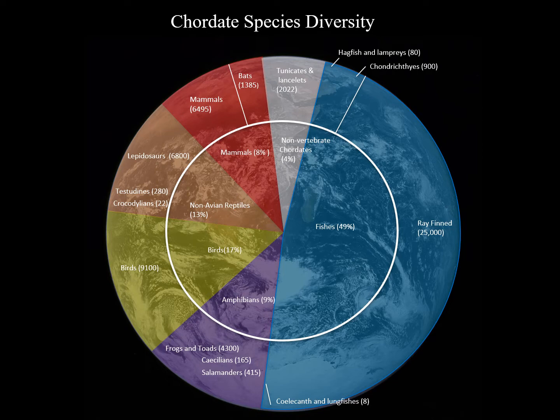Amphibians, you can see, make up about 9% of chordate diversity. Birds make up about 17%. There are over 9,000 species of birds. Reptiles are 13%, and mammals make up about 8%.